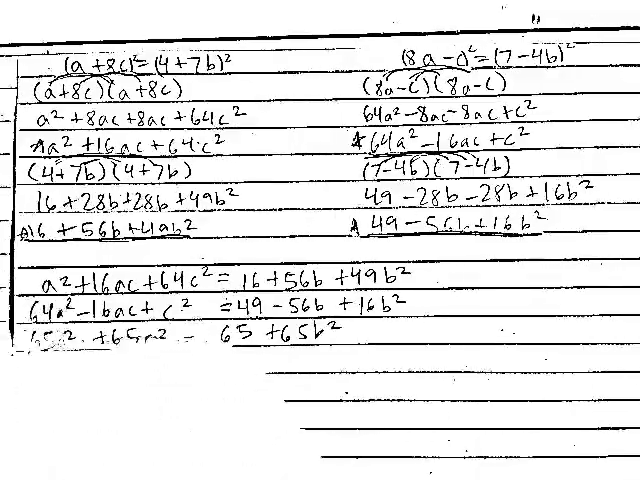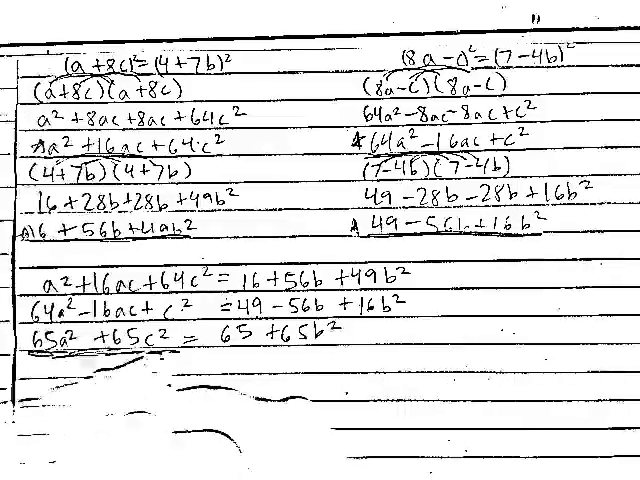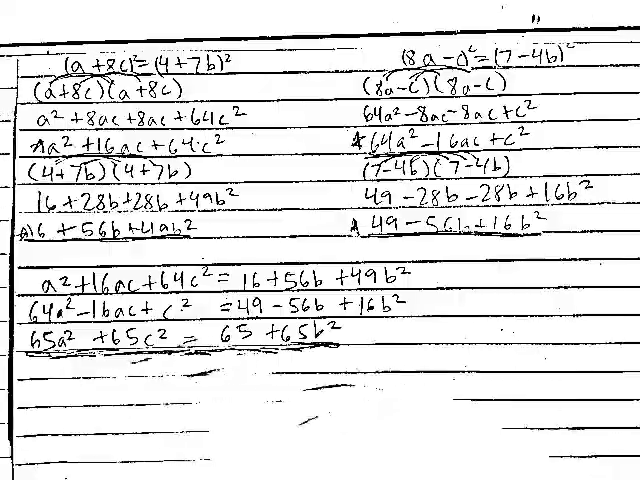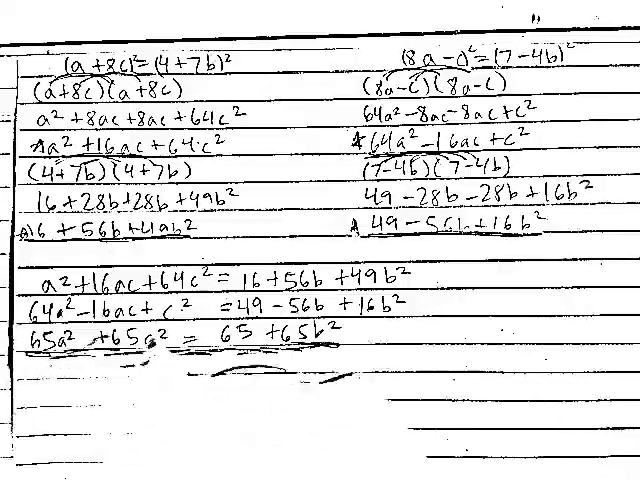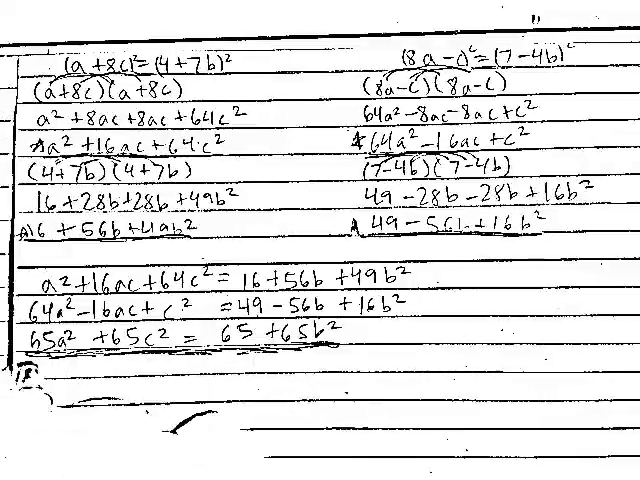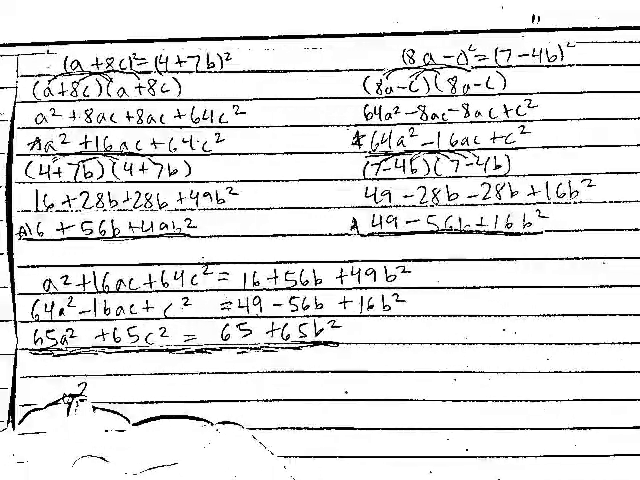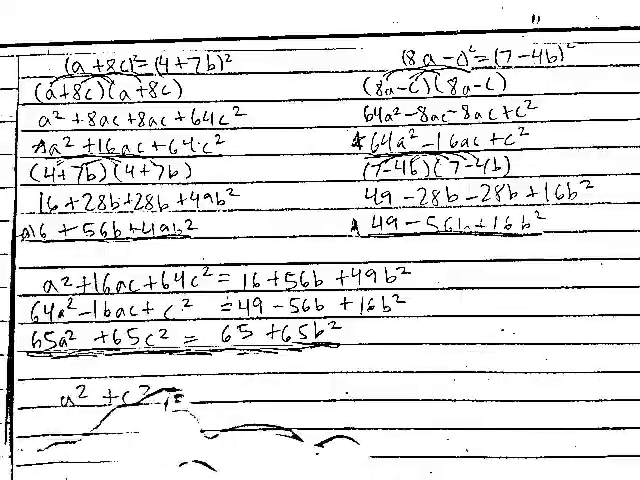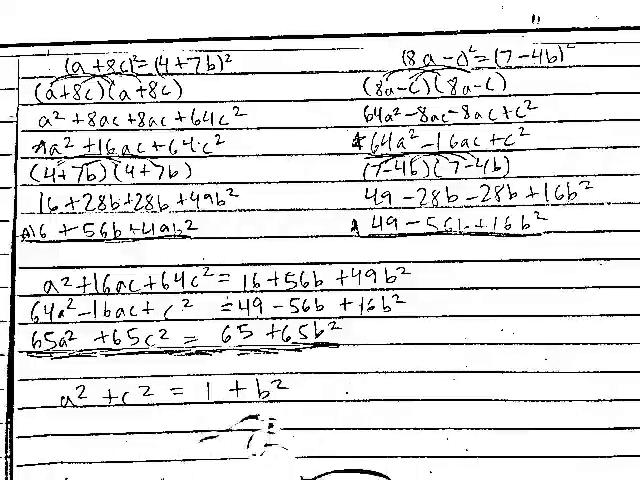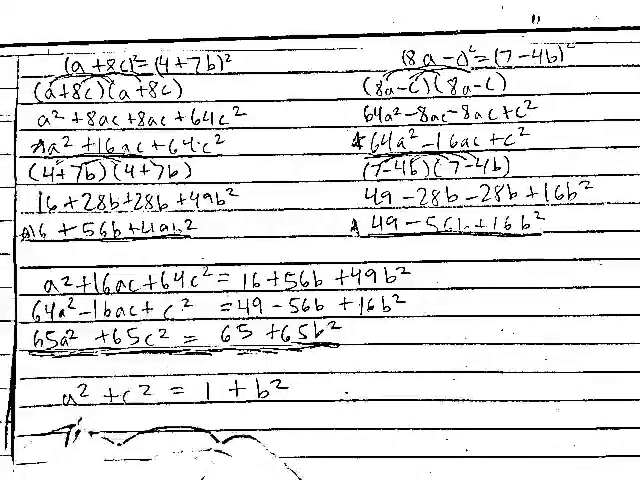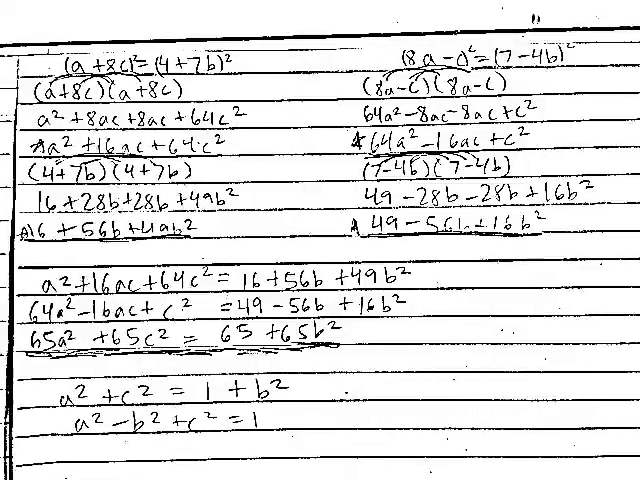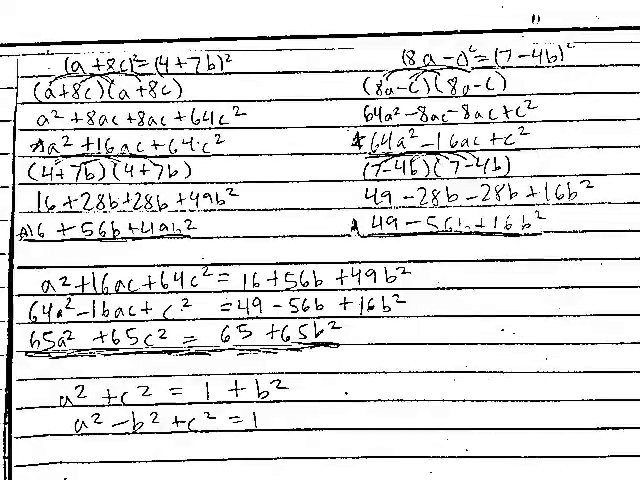Now I'm going to underline this, because this is the main concept here. So I'm going to simplify this equation by dividing it by 65. If I divide this equation by 65, I will get a squared plus c squared equals 1 plus b squared. If I subtract b squared from both sides, I will get a squared minus b squared plus c squared equals 1. And there you have it.